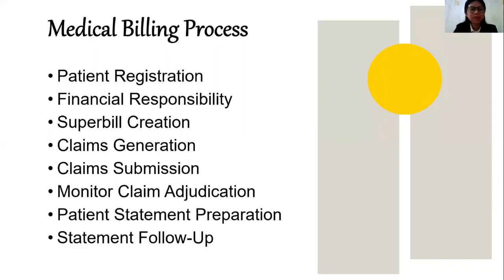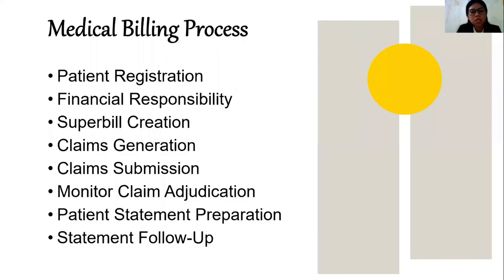The second one is the financial responsibility. It is the second step in the process to determine the financial responsibility for the visit. This means looking over the patient's insurance details to find out which procedures and services to be rendered during the visit are covered. If there are procedures or services that will not be covered, the patient is made aware that they will be responsible financially for those costs.